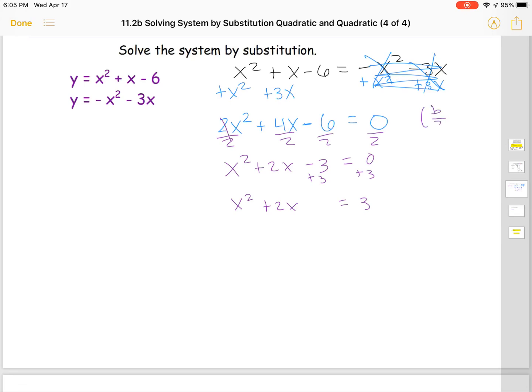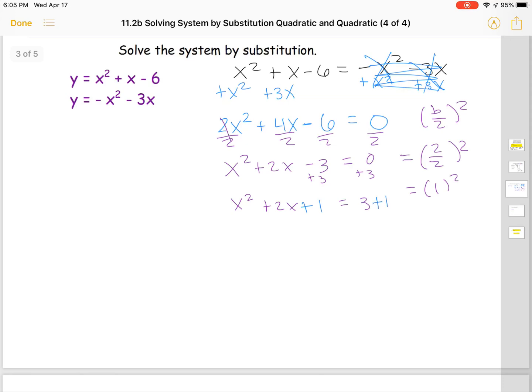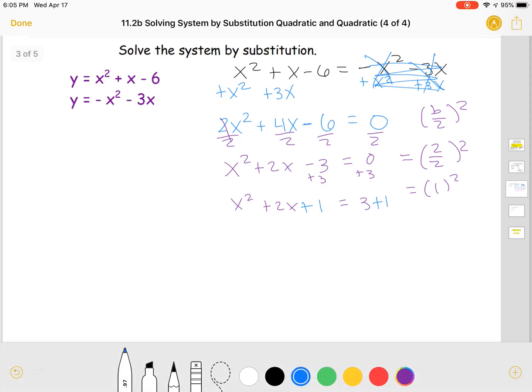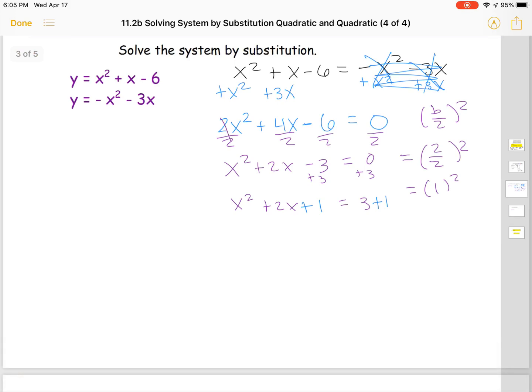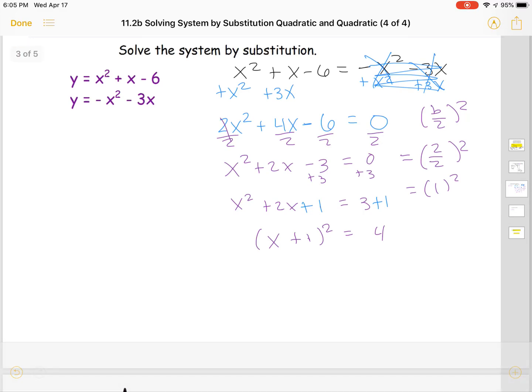Remember, we take b divided by 2 and square it. So this would be 2 divided by 2 squared, which is just 1 squared. So we will add 1 to both sides. Well, when we factor x squared plus 2x plus 1, that's going to be x plus 1 squared, because 1 times 1 is 1, and 1 plus 1 is 2. The right side is equal to 4. So if we have x plus 1 squared equals 4, this is where our square root method comes in.